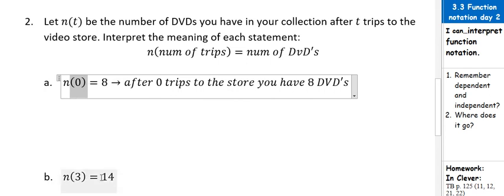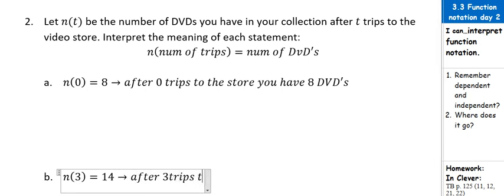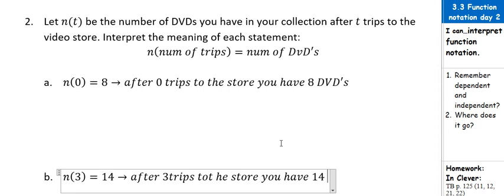Here I have N of 3 equals 14. After how many trips to the store? 3. After 3 trips to the store, you have 14 DVDs.